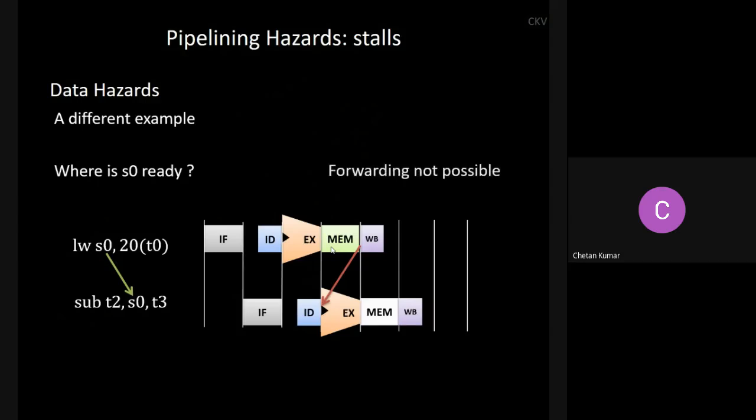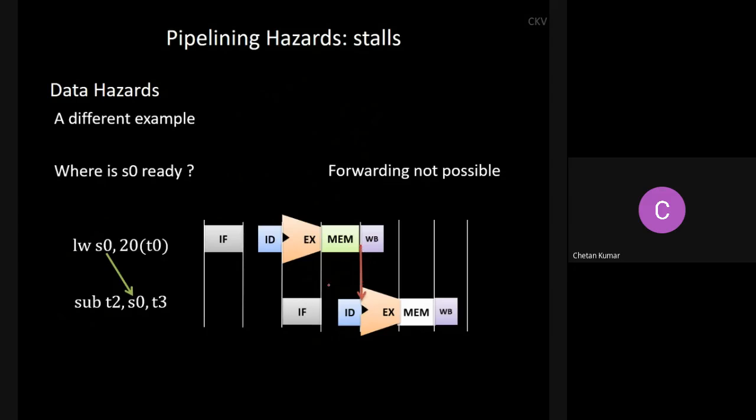So what you have to do is stall the second instruction. Okay, by how many cycles? By one cycle you will stall the second instruction. That is as good as, and then you can forward. Okay, and then you will be able to send the value which is ready at the output of MEM stage to the input of EX stage.